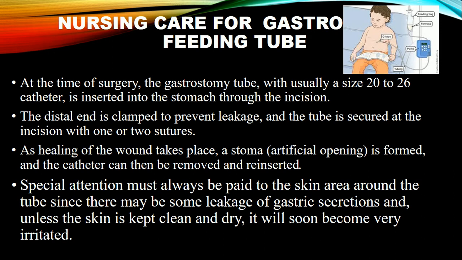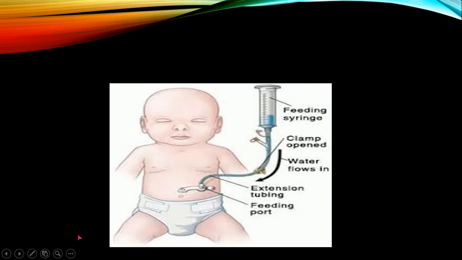So special attention has to be paid to the skin area to prevent the leakage of gastric secretion, and the skin has to be kept clean and dry. If you don't do this, very soon the skin will become irritated because of the presence of hydrochloric acid. Here, a feeding syringe and a clamp are there. If you want to give water, this is an extension tube, and this is a feeding port through which the feeding is done.